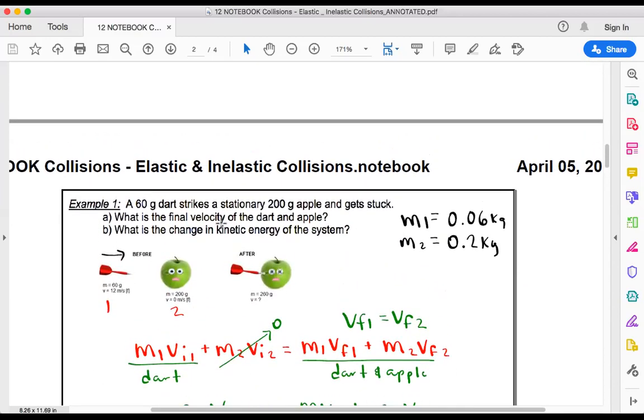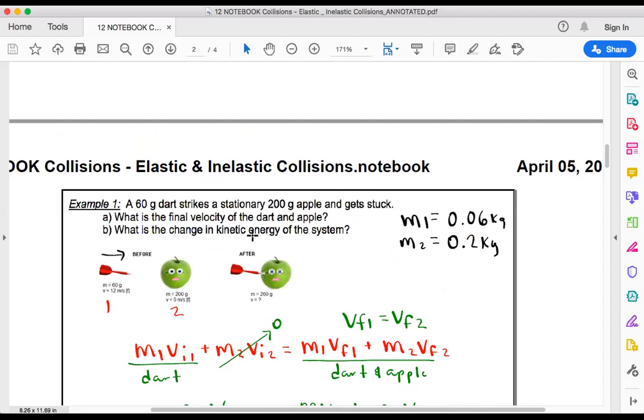Part B is, what is the change in kinetic energy of the system? So question, could it be 0? Pause this video and ask yourself, could the answer to B be 0? Okay, if you said no, it cannot be 0, you're right. It cannot be 0 because the dart gets stuck in the apple. So we know it's inelastic.